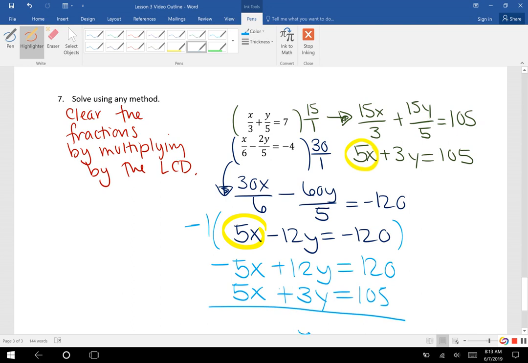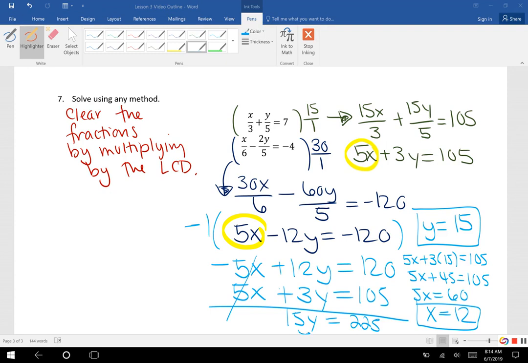So that means y would equal 225 divided by 15. And 225 divided by 15 is 15. We can take that number, we can plug it into either equation. I took the y equals 15 and just plugged it into that first equation. So 5x plus 3 times 15 equals 105. I have my work written out. I ended up getting x equal 12. So my solution would be x is 12, y is 15.